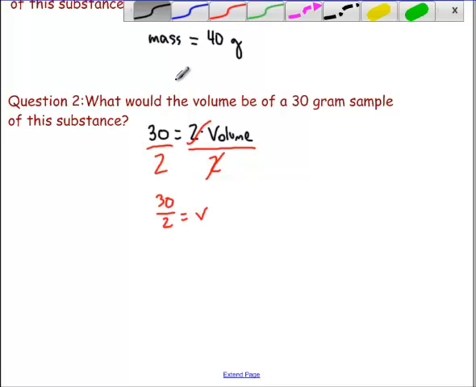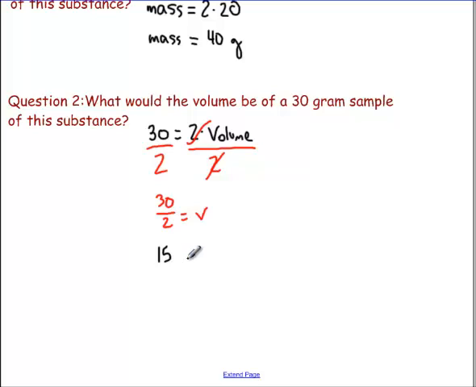We never leave answers in fractions in science class, so we want to simplify this. 30 divided by 2 is 15. And because that's volume, it has a unit that goes with it. So 15 cubic centimeters is equal to the volume. Again, make sure you pause the video so you can write down the answers to these two problems and bring any questions that you have to class next time.